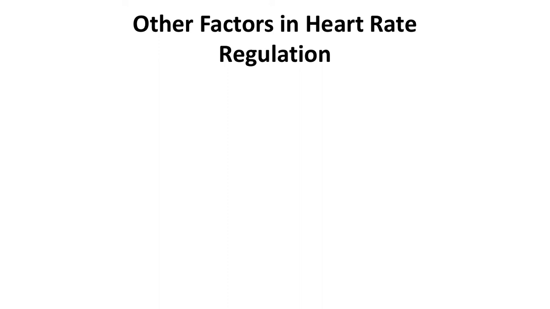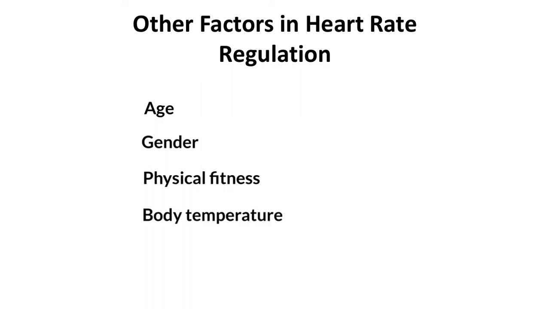Other factors in heart rate regulation include age. Babies have a higher heart rate than adults. Gender, where females have a slightly higher resting heart rate than males. Physical fitness can actually affect heart rate as well. Regular exercise brings down resting heart rate. Body temperature, if you have an increased body temperature like during exercise or a fever, it actually increases heart rate.